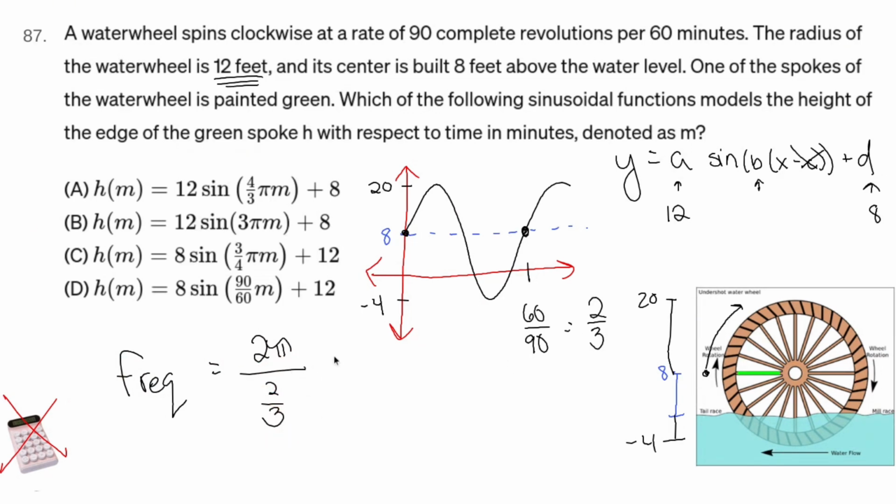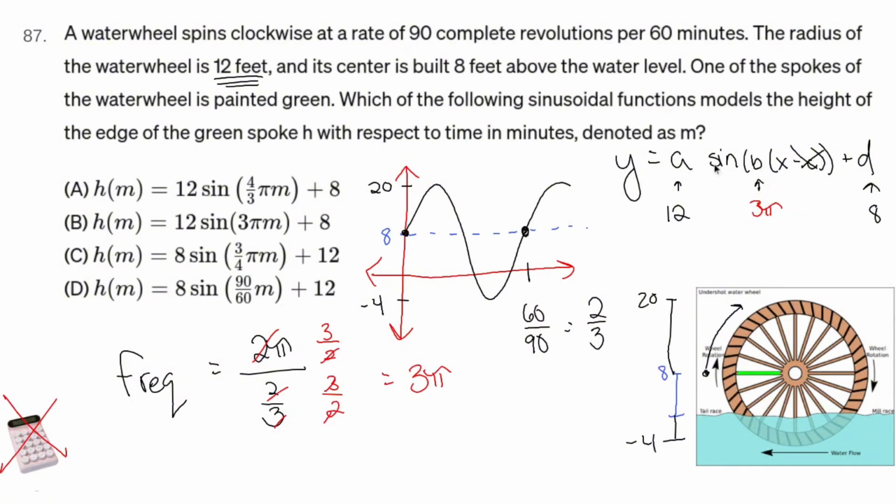Multiply the top and the bottom by 3 halves, the reciprocal. So that crosses out, that crosses out. I now have 2 pi times 3 over 2. So the 2's cross out, and I'm left with 3 pi. So my frequency b is 3 pi.